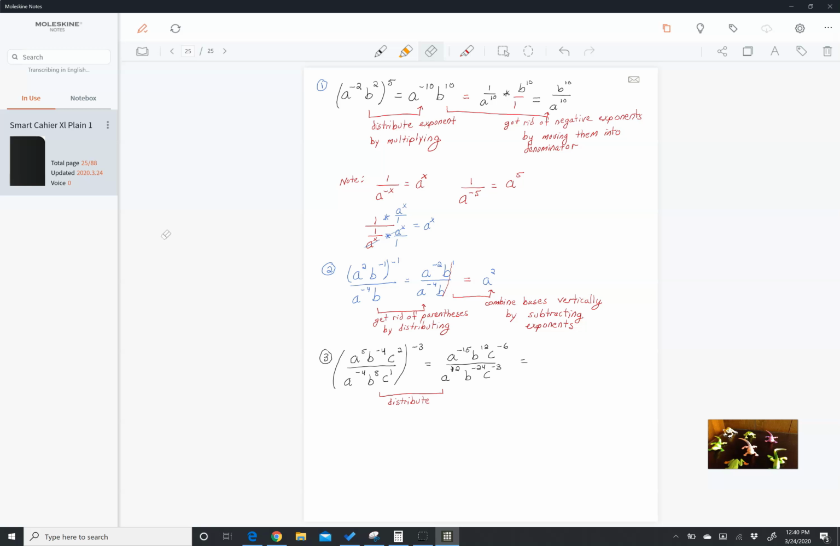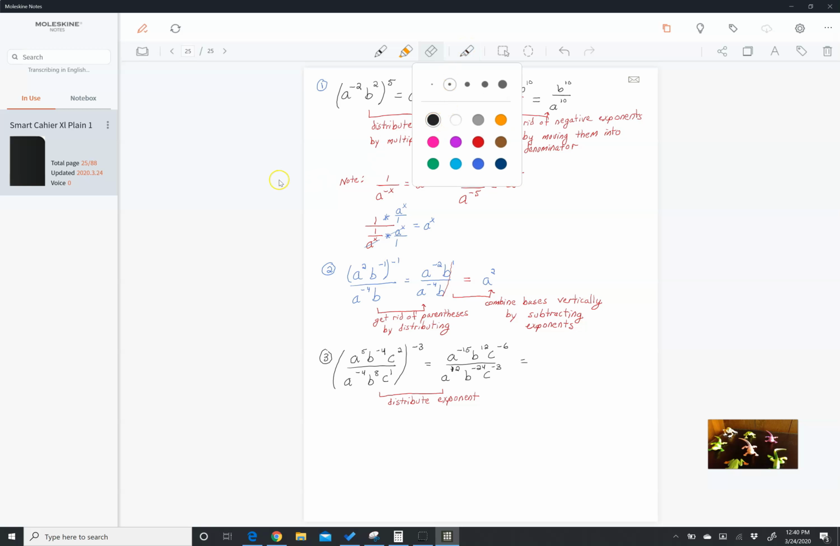So notice this is always our first step. Our second step is going to be to combine vertically. We only see one of each base in the numerator and one of each base in the denominator. This is going to change eventually. But we see an a in both the numerator and the denominator, which means that we have to combine vertically. When we combine vertically, we subtract the exponents.